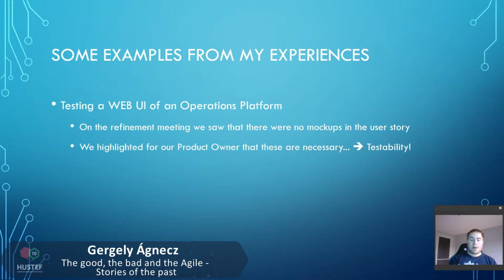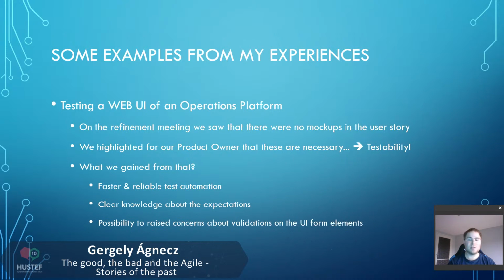Okay. We highlighted that, and of course, fortunately, we had a very good product owner, and he was very eager to help us. So we got these mockups from developers and from the business people, and we gained from that the following points. We gained a faster and reliable test automation because we had the UI mockup. We were able to create the page objects for test automation, and we were able to see what kind of strategy we should use to test the application.